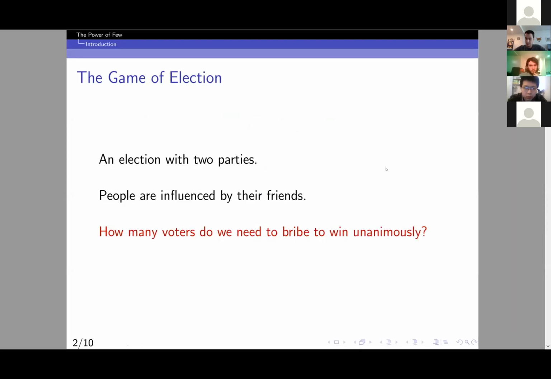So we begin with an election with 2 parties. It's a sort of a hot topic recently. And we assume that the people are influenced by their friends. And we want to know how many voters we want to bribe to win this election unanimously. So note that we don't need to bribe everyone. The people we bribe will spread our influence from their friends. So we want to bribe only a few people.